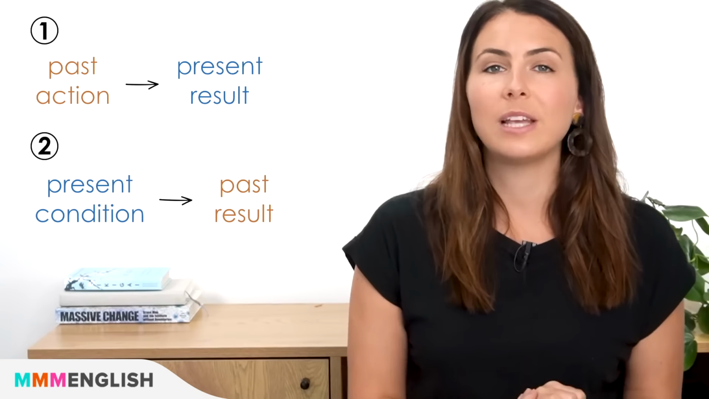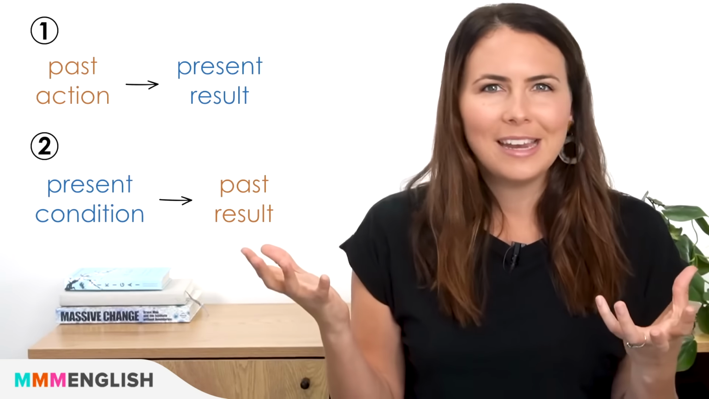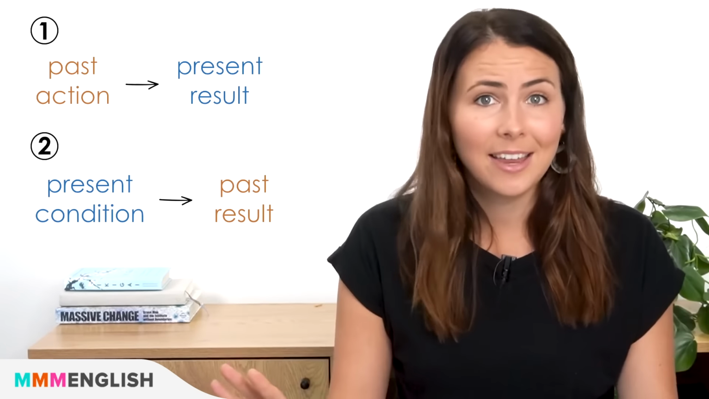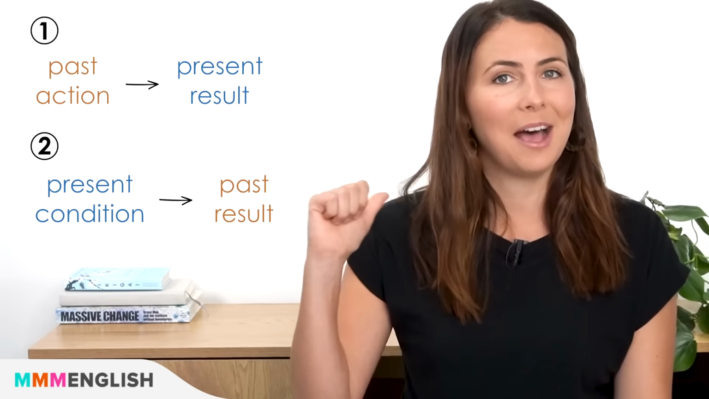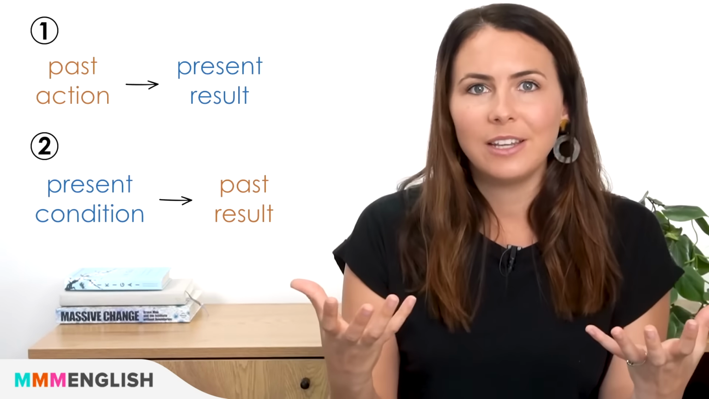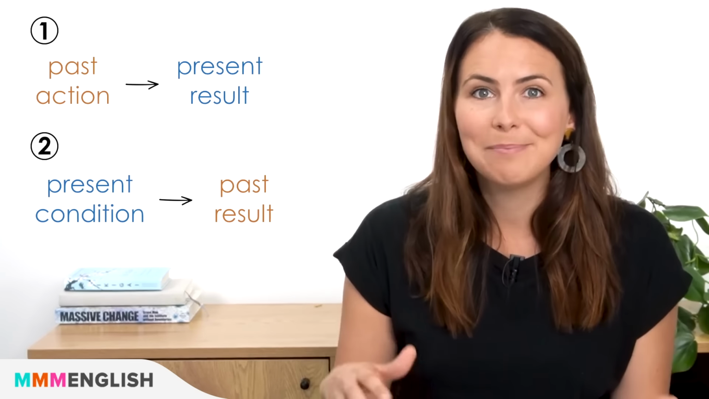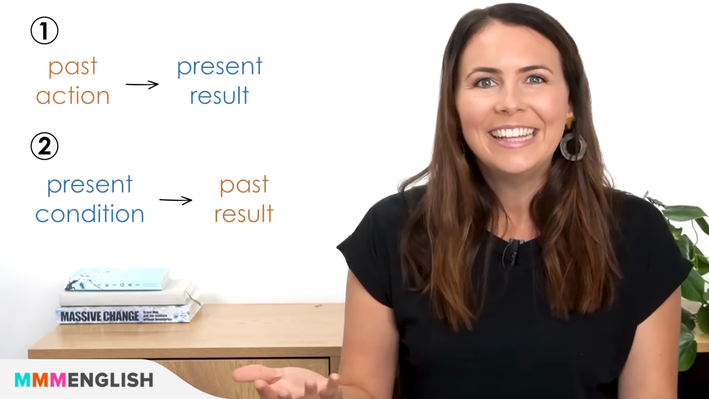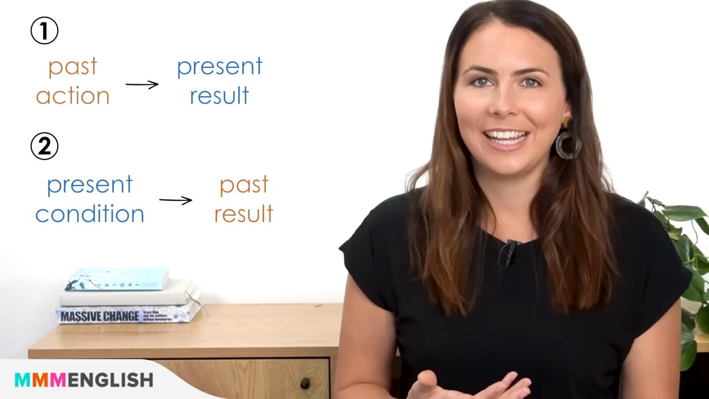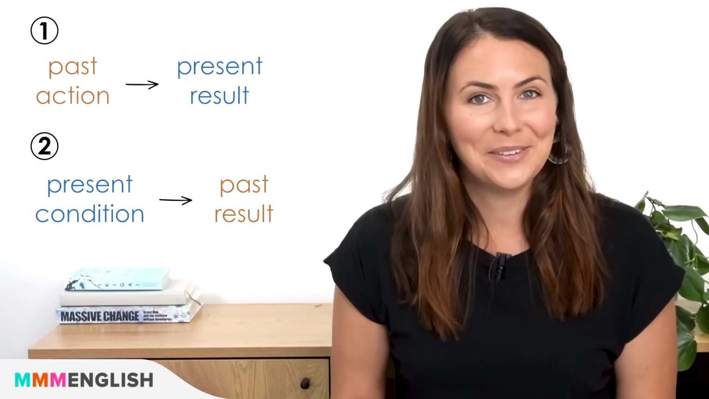In the first, we're talking about changing a past action and the hypothetical present result that would happen. But it can't happen because we can't change the past, right? And in the second, we imagine that the present were different. Now, it's not, but if it were, then how would the past hypothetically have been different as a result? It's a little confusing, I know.